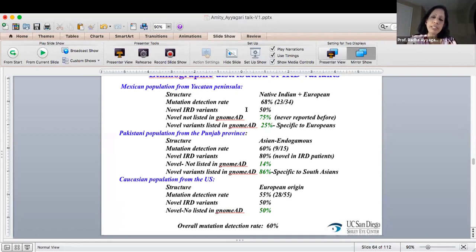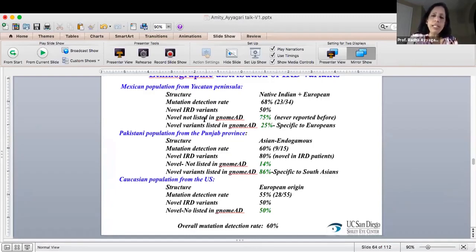So this is the best representation of the world population distribution of mutations or any changes in the genome. And 75% of them are not listed. But it's not surprising because, as I said, this population is, one, understudied. Two, there is a good proportion of native ancestry contributing to this population along with Europeans. So because of that, this is understudied, and hence this is not well represented in the public domain databases. And so that is consistent with what is known already.